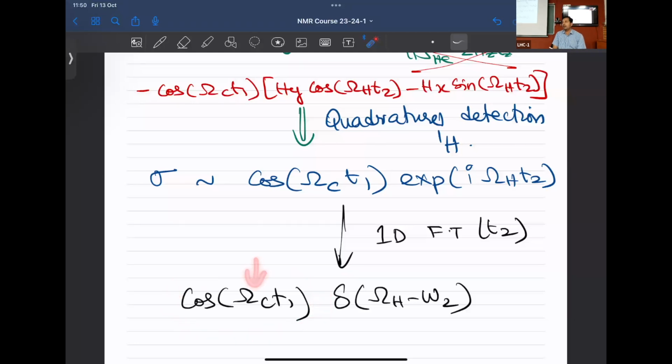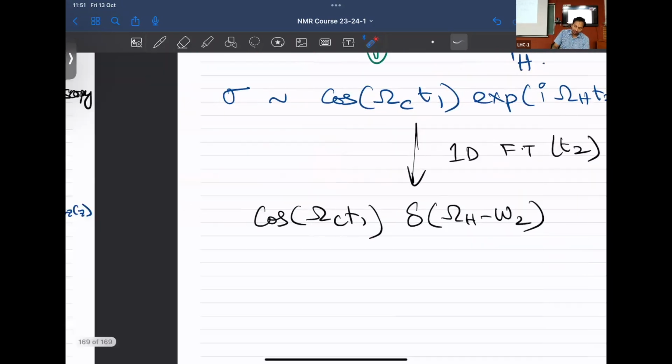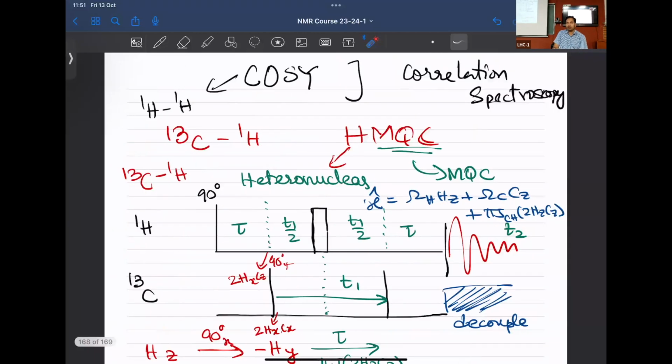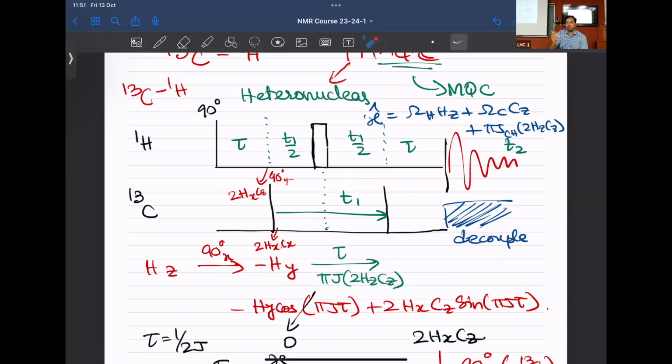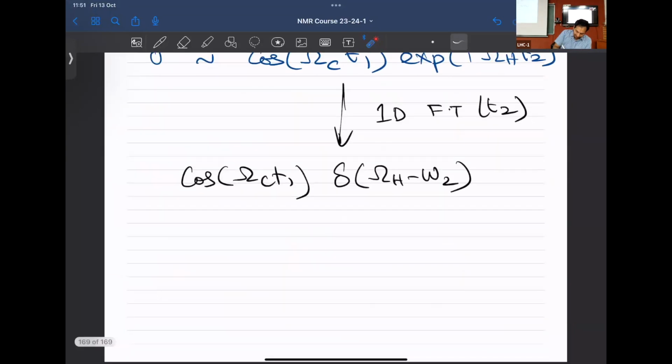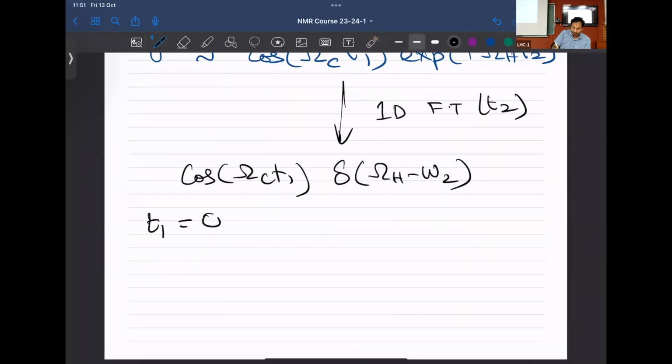Let's assume a non-zero omega C. Depending upon the value of T1 and the product of T1 with omega C, you will have a cos of something. Cos of something will range between 1 and -1. True? So therefore, if you are able to do this experiment such that for the first experiment, T1 is 0. Let's take T1 as 0 initially. You're only going to get a delta at omega H.